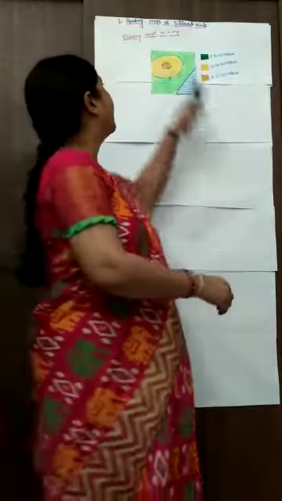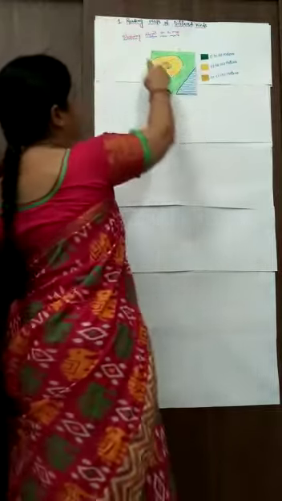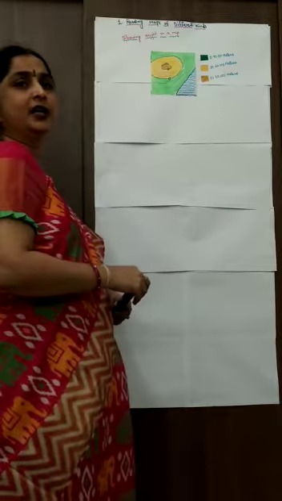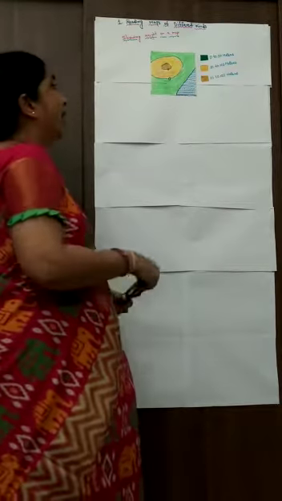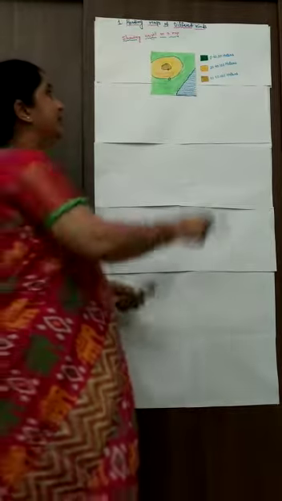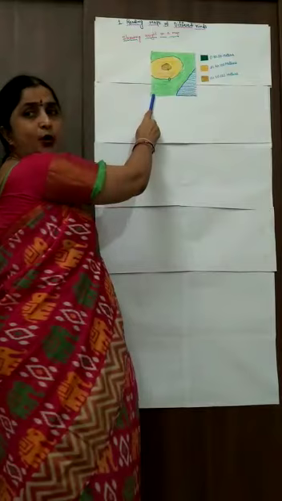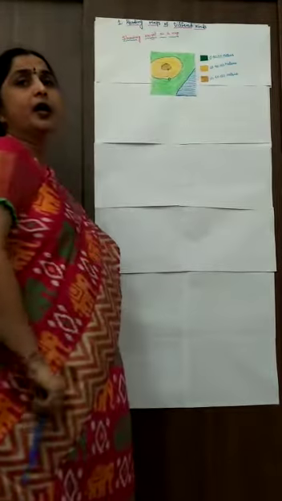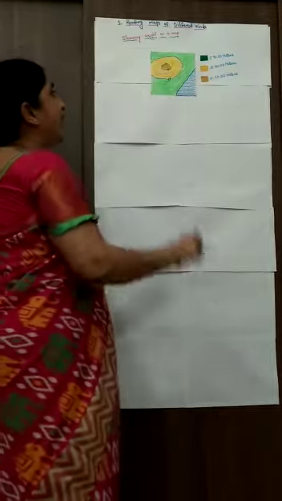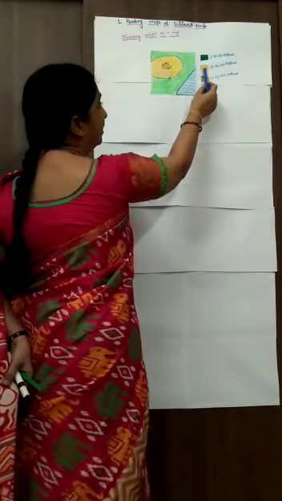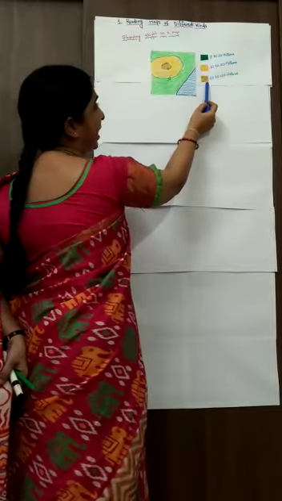The topic name is showing the height on a map. Look at the map of Nipur village. This is a map of Nipur village. It shows three height zones: the green one, the orange one and the brown one.